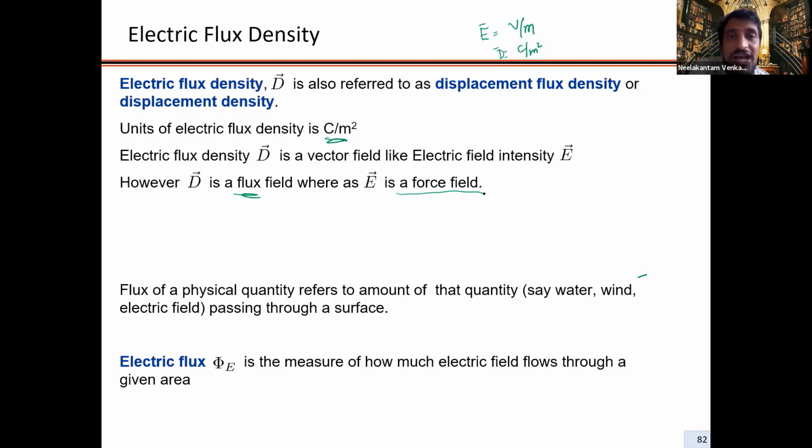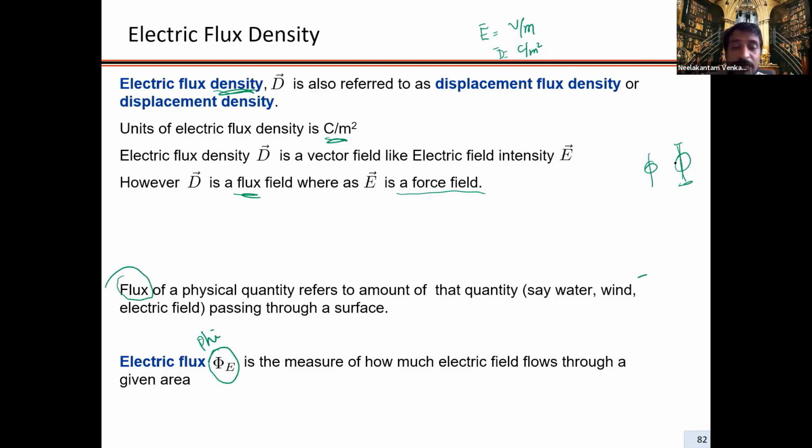Flux is nothing but the amount of a physical quantity that is flowing through a surface. That is what we define as electric flux. So density is per something, right? In this case, electric flux density is flux per unit area. So you know that flux is the amount of a particular physical quantity that flows through a surface. And we define electric flux as capital phi. This is small phi. This guy is capital phi.